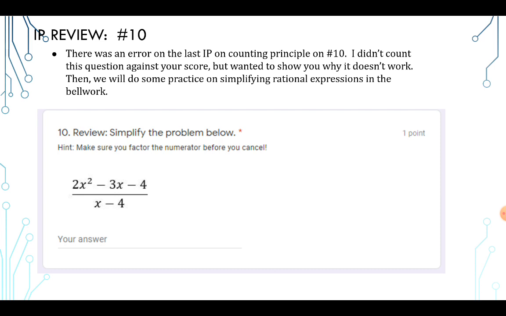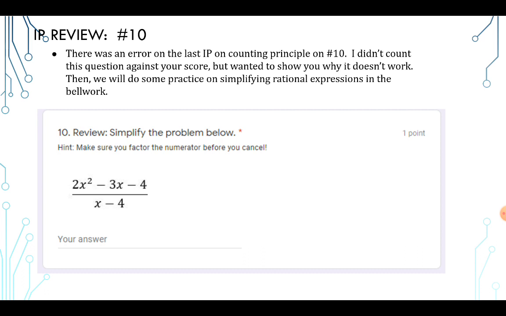All right. So before the break, there was an error on the last IP on counting principle number 10. I didn't count this question against your score because the problem was not correctly written, but I wanted to show you why it doesn't work. Then we will do some practice on simplifying rational expressions in the bell work. Okay? So this problem, you will need to factor the numerator.